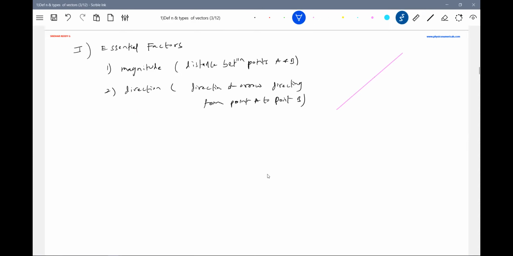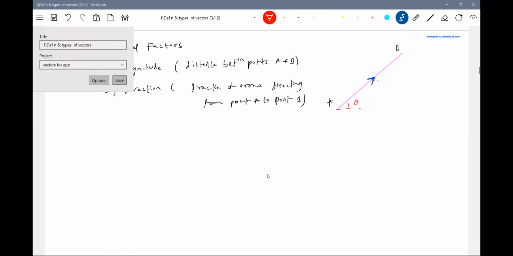Now, if you see this, this arrow will indicate the direction of this vector, and these are the points A and B. This length will indicate the magnitude, and this arrow will indicate that the vector is directed in this way. It has this particular specific direction, or it is making an angle of 30 degrees, or making an angle theta with horizontal. This arrow will indicate the direction. These are the essentials. You take any vector, these are the essentials.